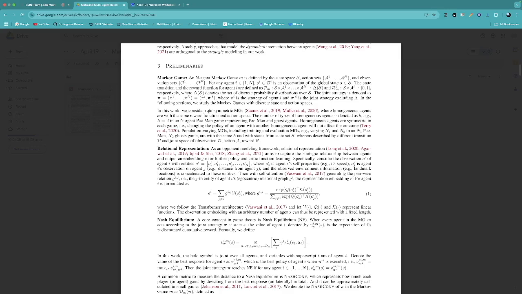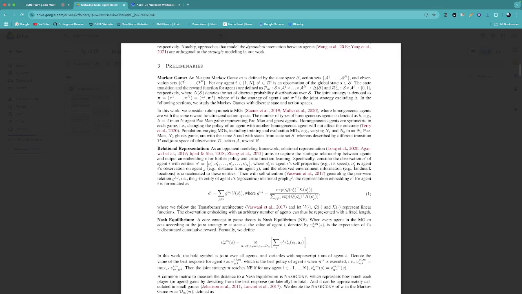In this work, we consider the role-symmetric Markov games, where homogeneous agents are with the same reward function and action space. So they're the same. You can have heterogeneous agents where they have different reward functions and different action spaces, but in this case, we're training them all in the same sort of world. So we could do role-asymmetric Markov games, I guess, but they don't want to do that. It's too complex.